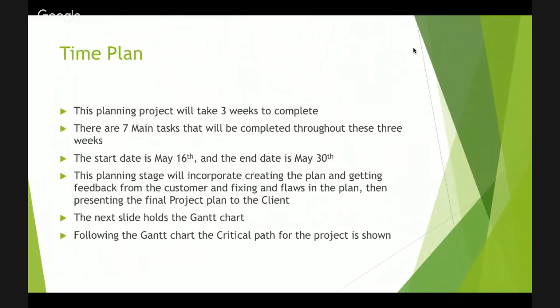The time plan: this planning project should take about 3 weeks to complete. There are 7 main tasks that need to be completed throughout these 3 weeks. The start date is May 16th and the end date is May 30th. The planning stage will incorporate creating the plan, getting feedback from the customer, and fixing flaws in the plan, then presenting the final project plan to the client. The next slide has the Gantt chart, and the one following that is the critical path for this planning project.